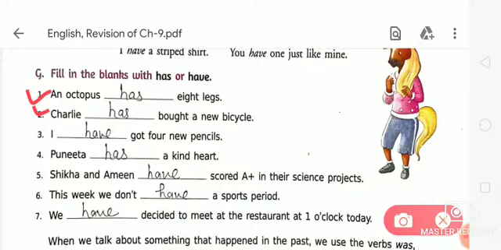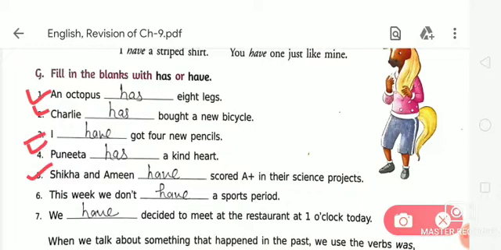Second, Charlie has bought a new bicycle, so it will be has. Charlie has bought a new bicycle. Third is I have got 4 new pencils, so we will use have with I. So it will be I have got 4 new pencils. Fourth is Punita has a kind heart, so here we will use has with Punita. Punita has a kind heart.